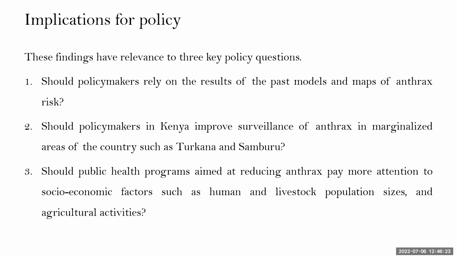Then the last question is, should public health programs aimed at reducing anthrax pay more attention to socio-economic factors such as human and livestock population sizes and agricultural activities? Well, the results seen from the Kenya study suggest that anthrax risk is strongly influenced by increasing total human population and the number of exotic dairy cattle. The results also suggest a negative association between anthrax risk and population density, increasing number of livestock producing households, and agricultural land area. Therefore, public health initiatives aimed at reducing human-animal contact, improving access to healthcare, and increasing anthrax awareness may have a positive effect in terms of reducing anthrax occurrence and incidence.